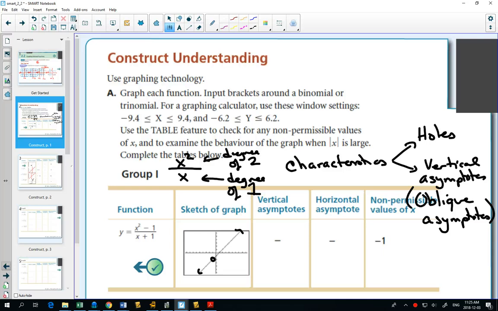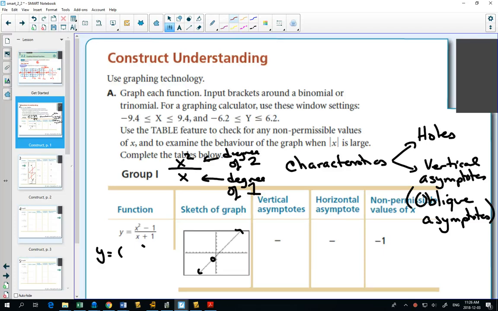So what has happened in the past is whenever you had a non-permissible value, you had an asymptote. But in this case, sometimes we have asymptotes at our non-permissible value, and sometimes we have holes. So the question is, when do we have a hole, and when do we have an asymptote? So if I was looking at this first equation, could I simplify that? How would I simplify it? Any ideas? Could you factor anything here?